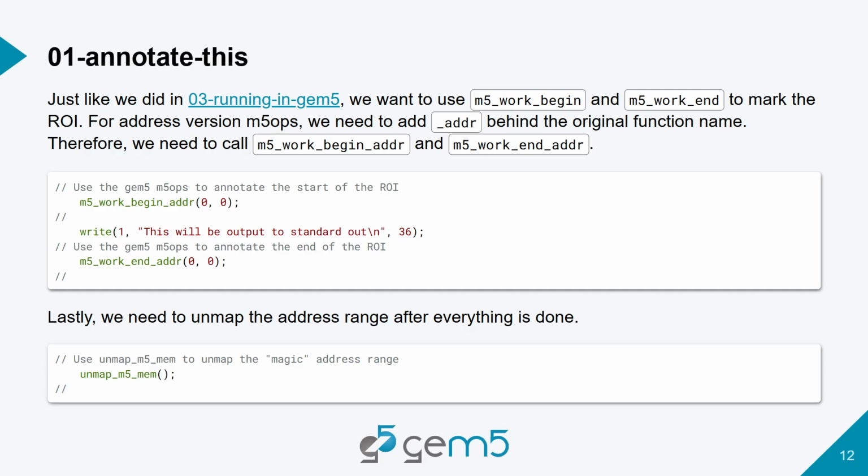Just like we did this morning, we need to call the M5 op function to trigger the M5 ops. In address mode, we need to add _addr behind the function name to trigger the address version of the M5 ops. And at the end, we can unmap this address range by calling the unmap_m5_mem function.